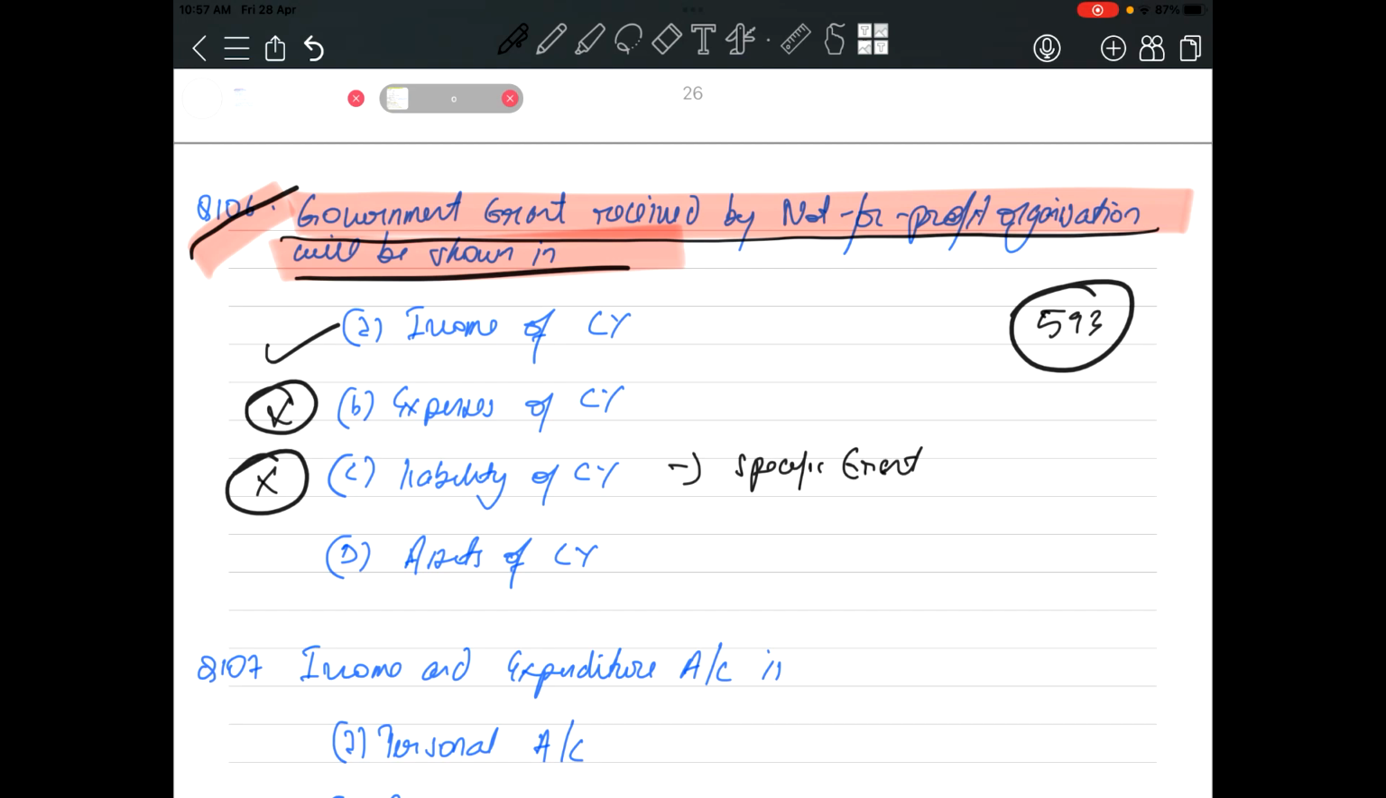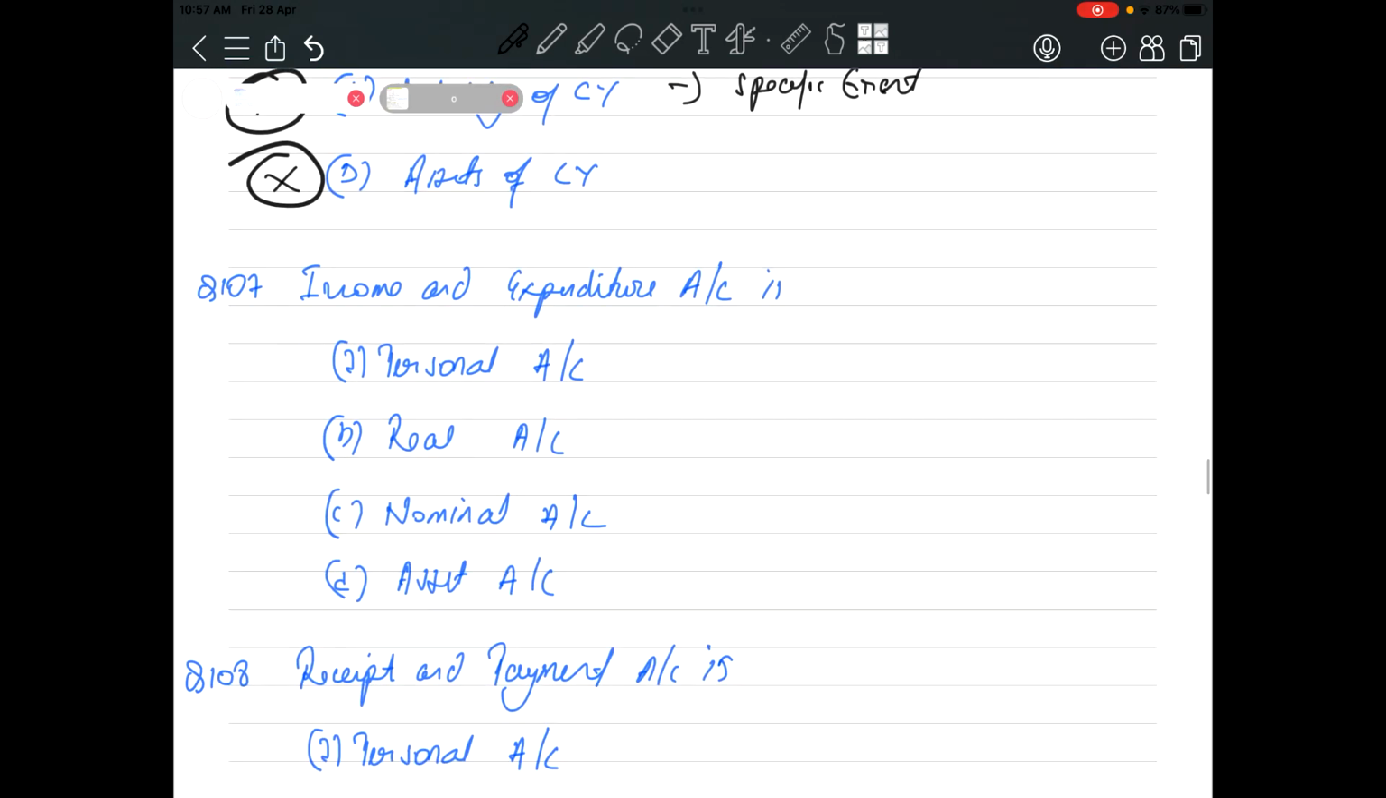Okay, will it be an asset of the organization? No, it is an income. So what is the right answer for question number 106? Income of current year. I hope this is clear. Now let's move to question number 107.